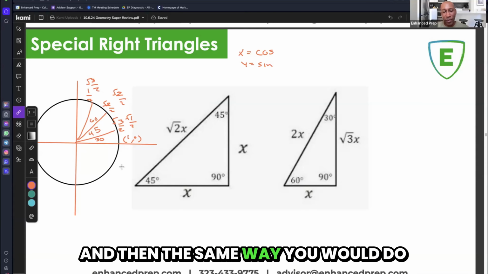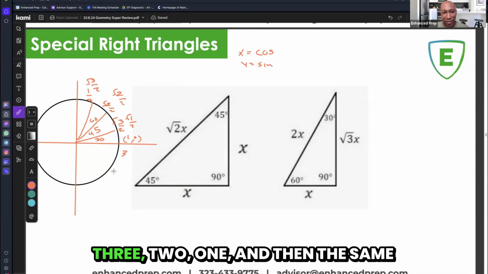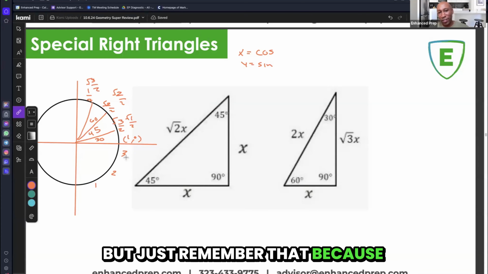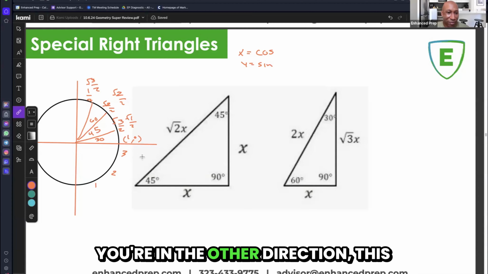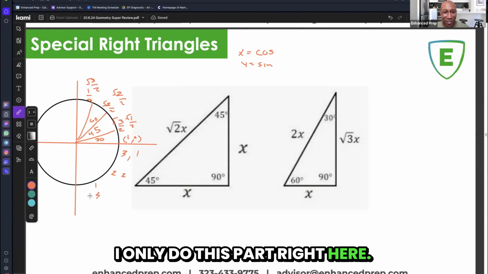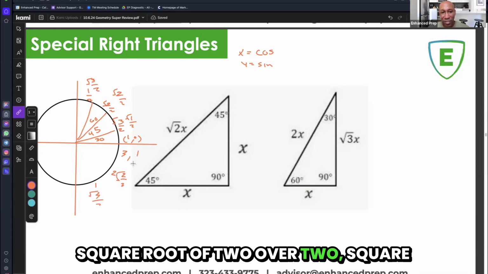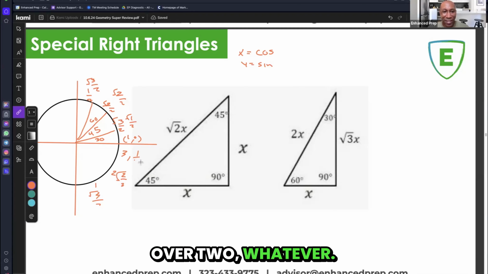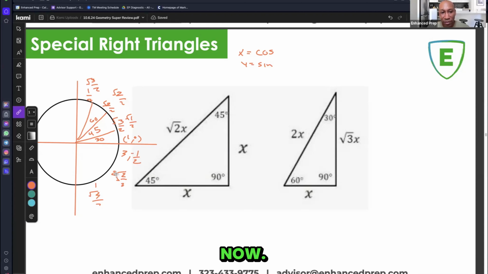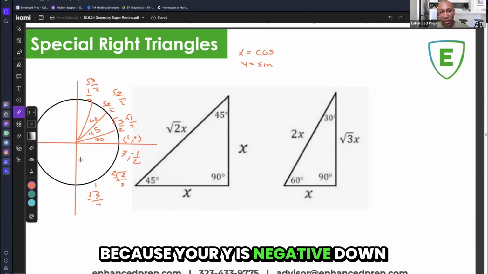And then the same way you would do it on the other side, you'd still go the same way. So this would be basically your 3, 2, 1. And then the same thing, but just remember that because you're in the other direction, this is 1, 2. Square root of 3 over 2, square root of 2 over 2, square root of 1 over 2, whatever, right? But these are going to be negative now because you're in the bottom coordinate, because your Y is negative down here.